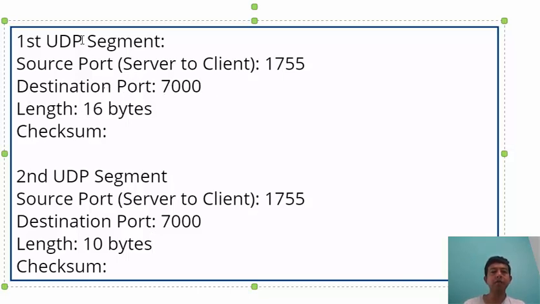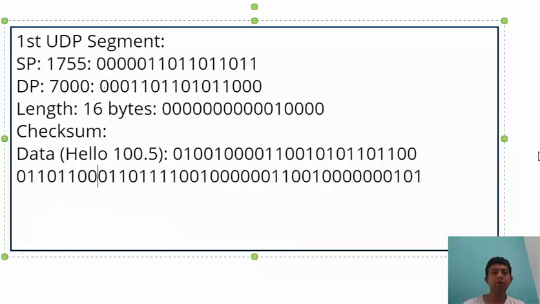The length of the first UDP segment is 16 bytes, which we have seen in the previous slide. 16 bytes is 8 bytes of header information and another 8 bytes of actual data. We have to calculate the checksum. For the second UDP segment, again the source port would be the same, the destination port would be the same, the length would be 10 bytes, 8 bytes of header and 2 bytes of information. We have to again calculate the checksum for this second UDP segment. So I am showing the values for the first UDP segment. For the second UDP segment, you do it in a similar fashion.